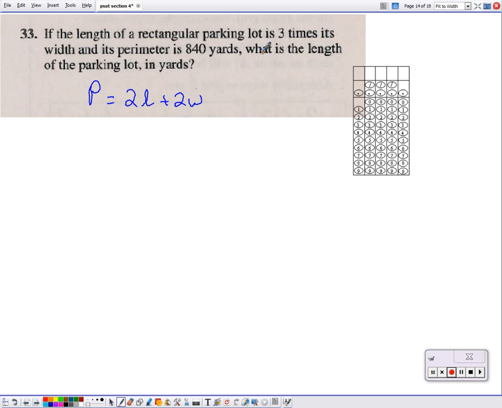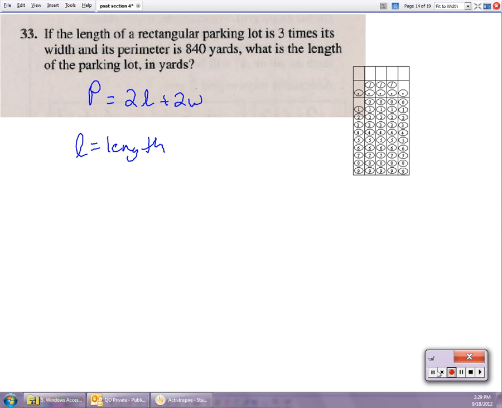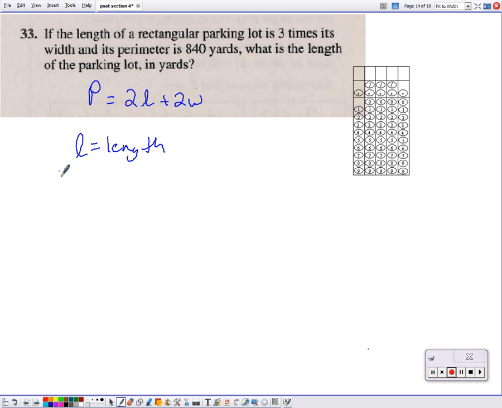No, it's not. I'm lying. We'll make length equal to length and width equal to width. And we know that the length is 3 times the width. Now we're going to go and plug that in. And we know the perimeter is 840.